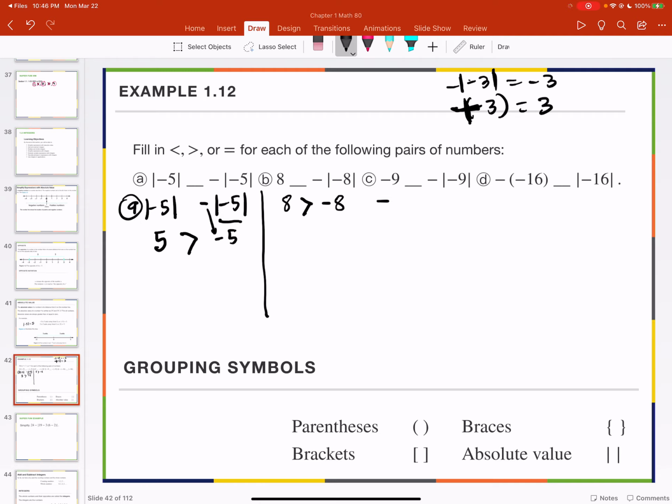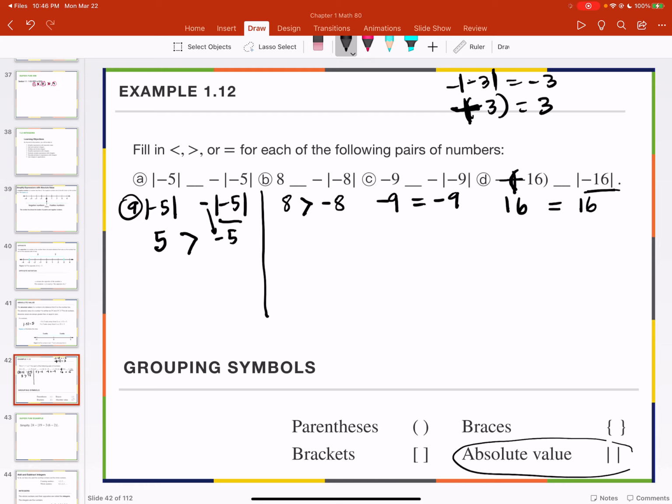For C, you have -9, and on the other side, you have -9. So they're actually equal. Here, this becomes a +16. And then on the right, this actually becomes 16 also, because it's the absolute value of -16, so these are equal.